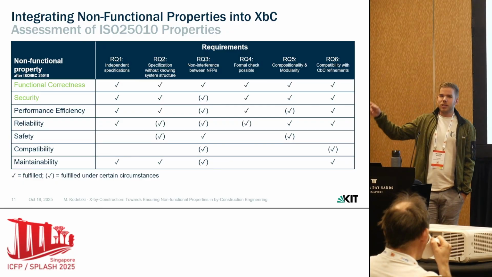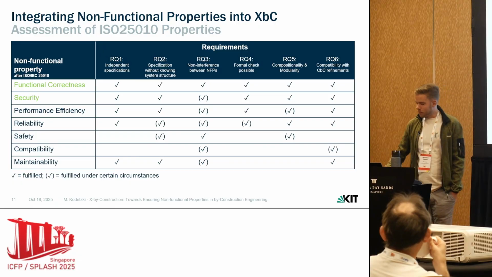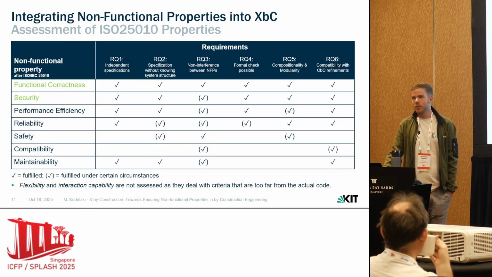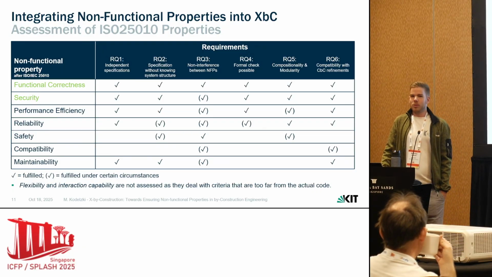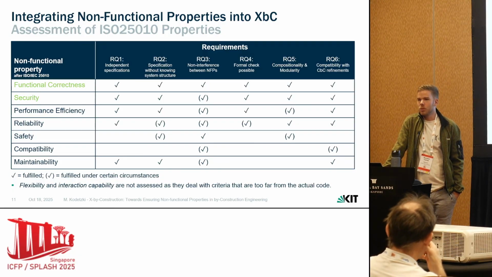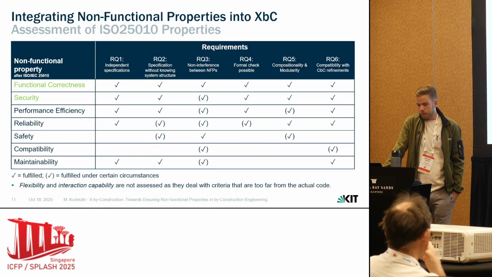And for those of you that have a very good memory, yes, there were 2 more on the table. That is flexibility and interaction capability. We didn't assess these because they are too far from the actual code level that we are looking at in CBC, but more on, let's say, the management level. So we didn't assess them in this paper.